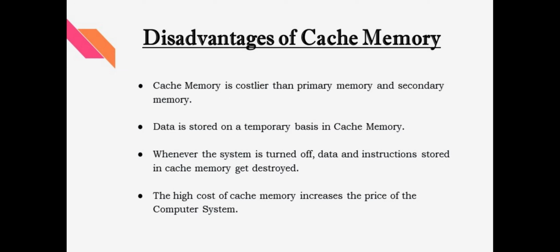The disadvantages of cache memory. It is costlier than primary memory and secondary memory. The data is stored on a temporary basis in cache memory, and whenever the system is turned off, the data and instructions stored in the cache memory get destroyed. The high cost of cache memory increases the price of the computer system.